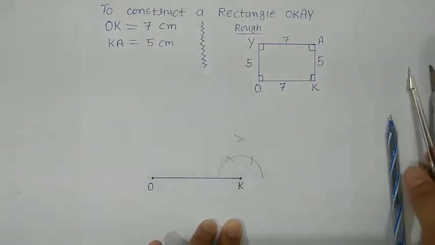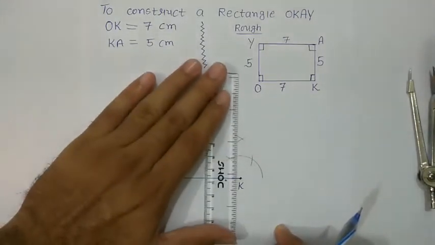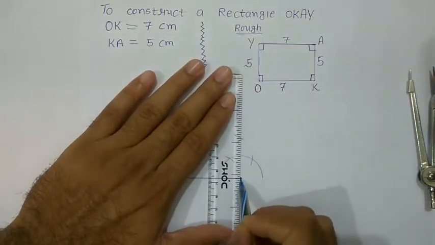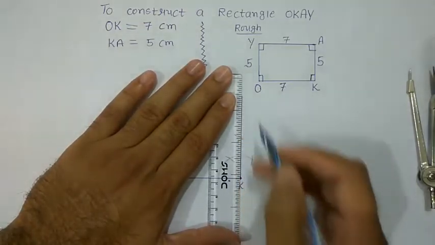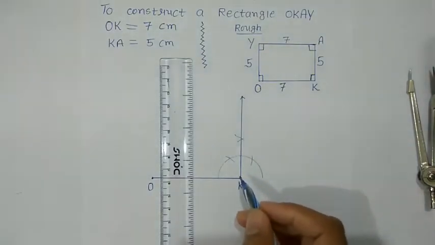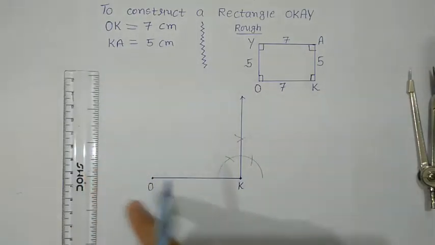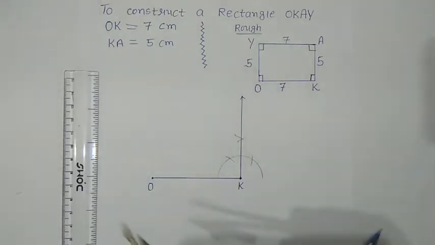And now what will happen if we join this 2 points, K and this point? We get this kind of line. And how much angle is this? This angle is exactly of 90 degree. So the same thing we have to do at the point O. So let us do the same thing.